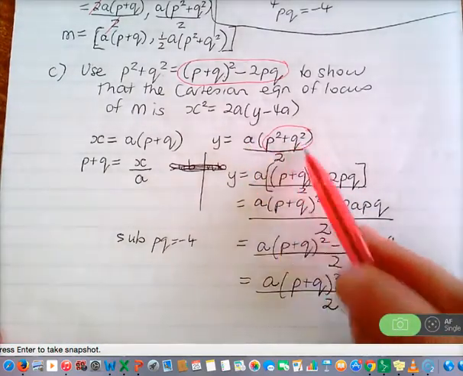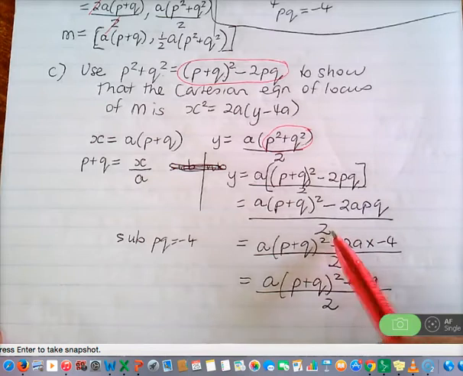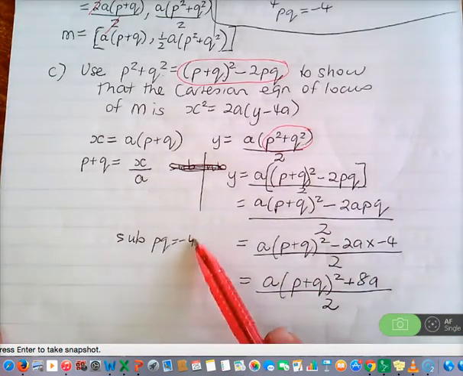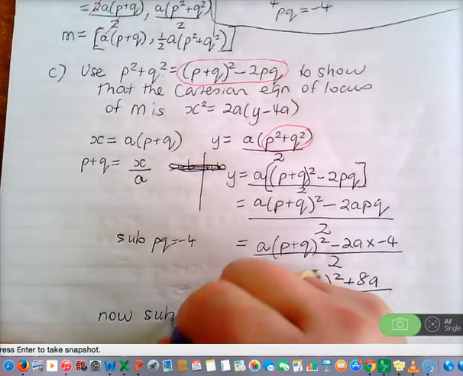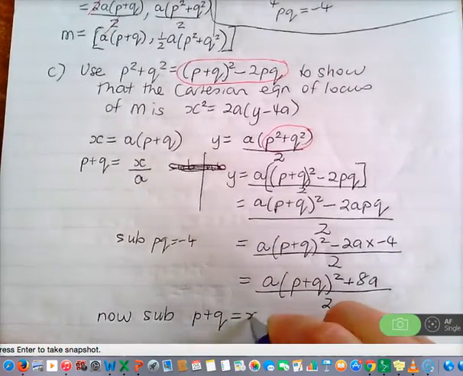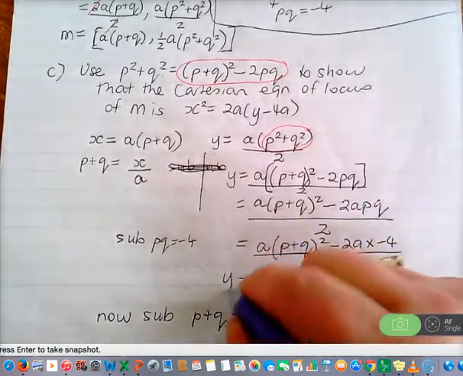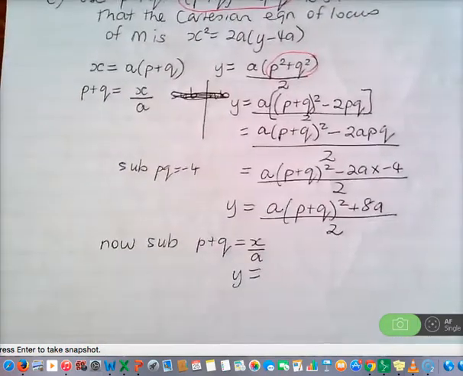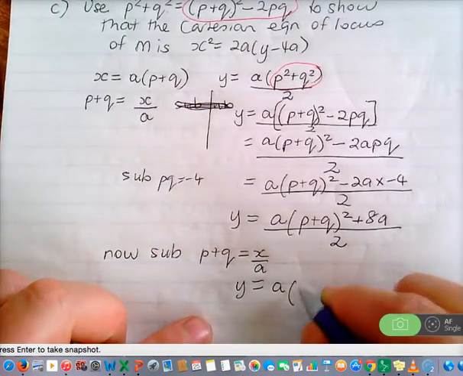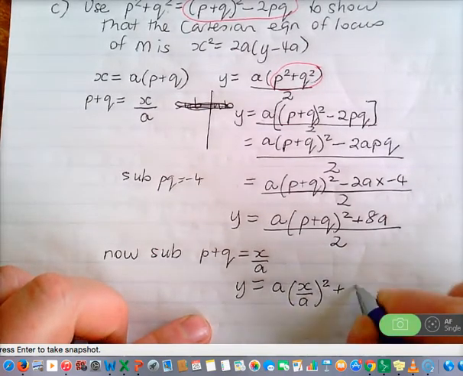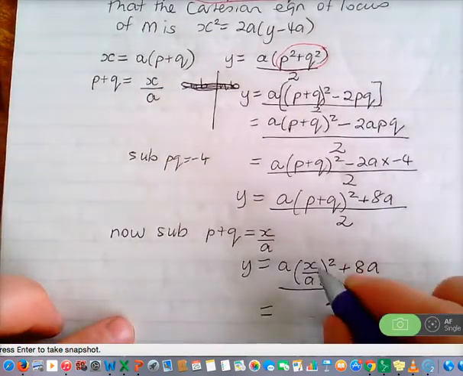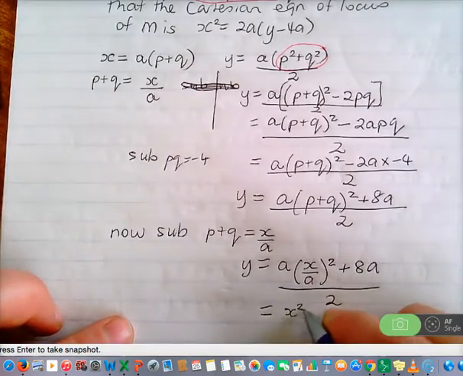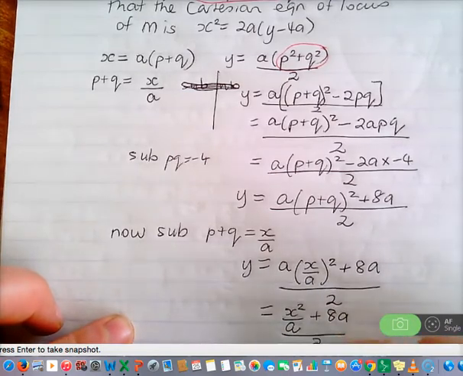Now it's A times both of those. So we've got to expand our brackets over 2. And then we've used the result that PQ is negative 4 in here, and we've got that. Now we can sub P plus Q equals X on A into that. So this is Y equals A bracket X on A squared plus 8A on 2. Well, AX squared on A squared would be what? X squared on A, I think, plus 8A all on 2.